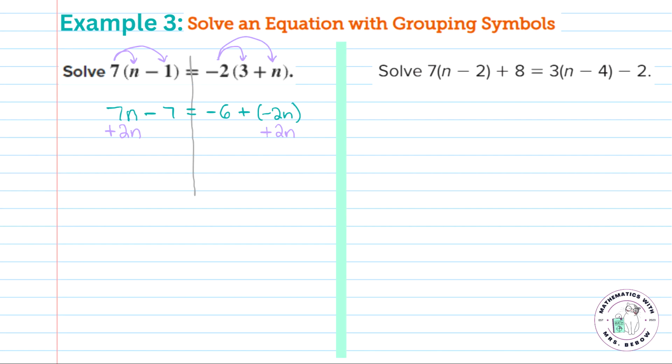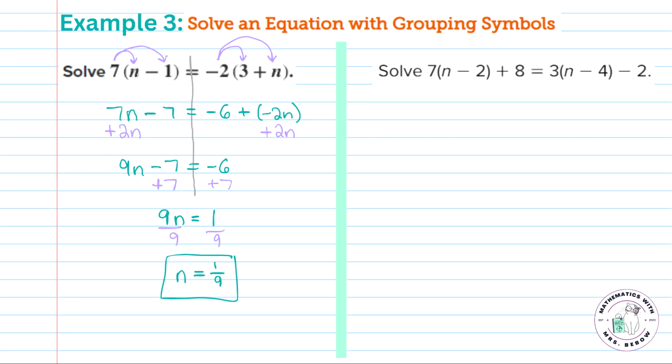So 7n plus 2n is going to be 9n. Then we have a -7 still here, equals -6. And at this point, this is a two-step equation. So we're going to start off by adding 7 to both sides, so we can get closer to isolating that variable. 9n equals +1. And the last step is to divide both sides by 9. And we end up with n equals 1/9.